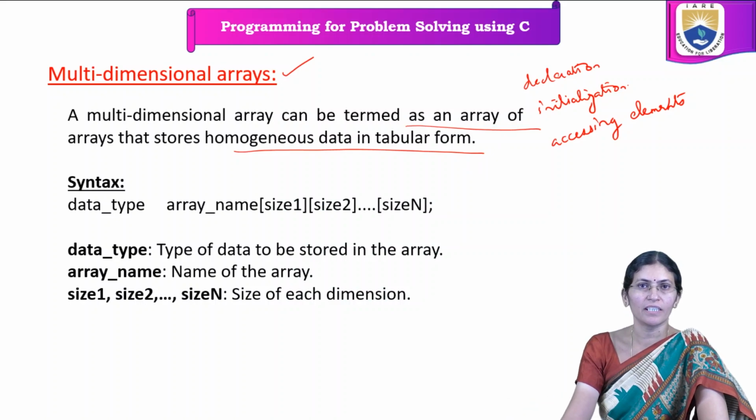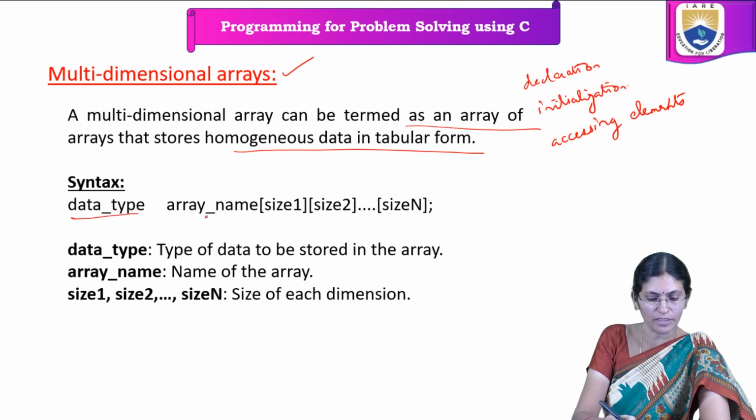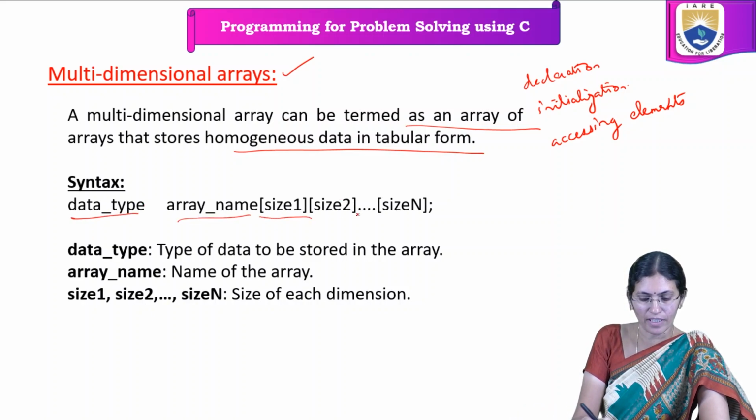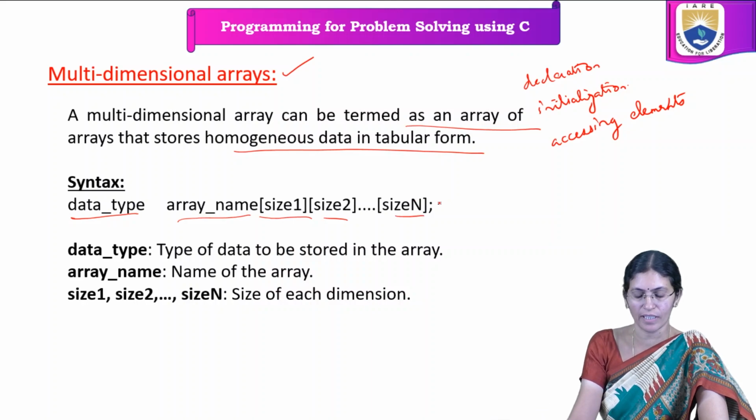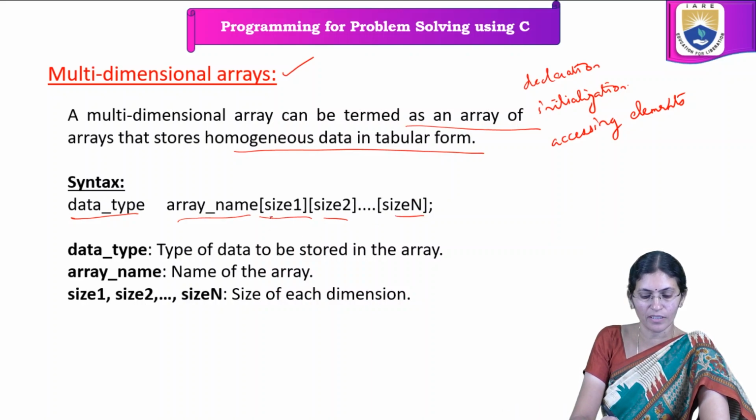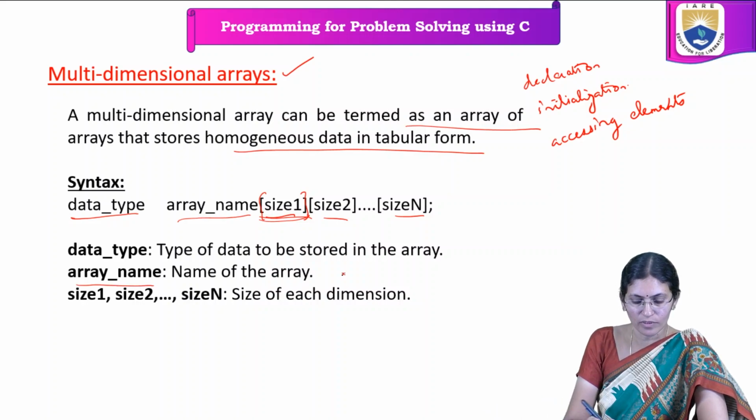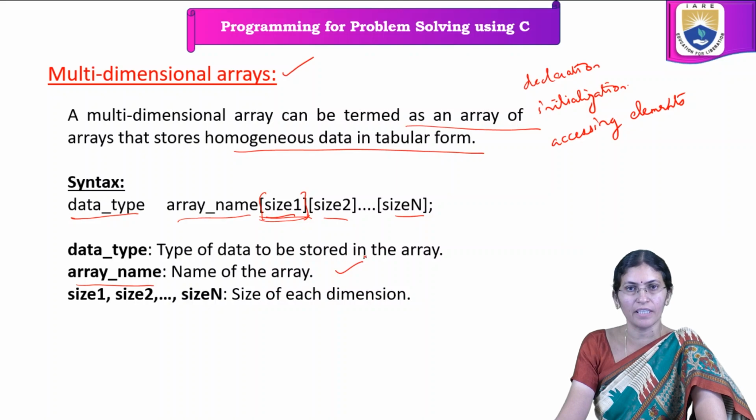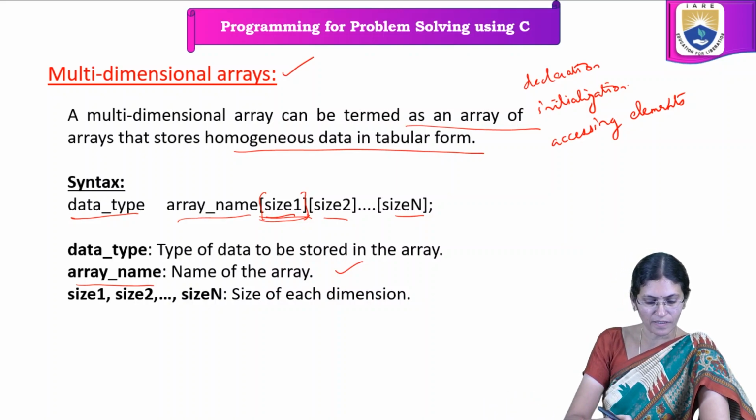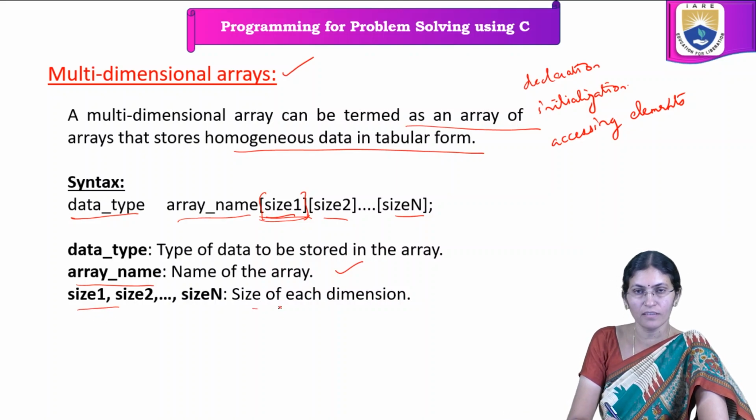The syntax for a multidimensional array is: data type, then array name, and in square brackets we have size 1, size 2 and so on up to size n. If we have only a one dimensional array, we will have only one size 1. Here, data type is the type of data to be stored in the array. Array name is the name of the array. The rules for naming the array are the same as for a variable name, which we have discussed in the previous video lectures. Size 1, size 2 and so on up to size n is the size of each dimension of the array.